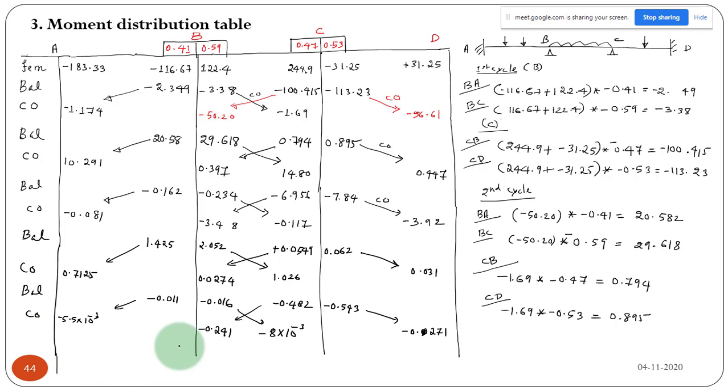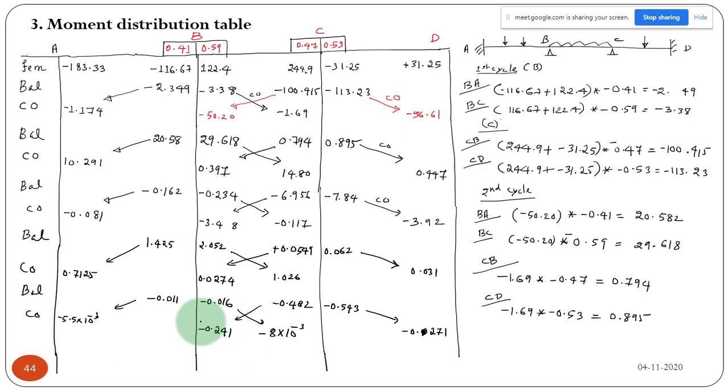And the final thing is, when you have to stop, you can see this carried over moment finally is getting negligible, in 10 power minus 3. You can take it as negligible. Only this you have to see: at joint B, what is the moment coming? 0.2. Here minus 8 into 10 power minus 3. This you can take as negligible compared to 122, your starting values. That is the range of value you are going to get. So this is negligible, so you can stop it.